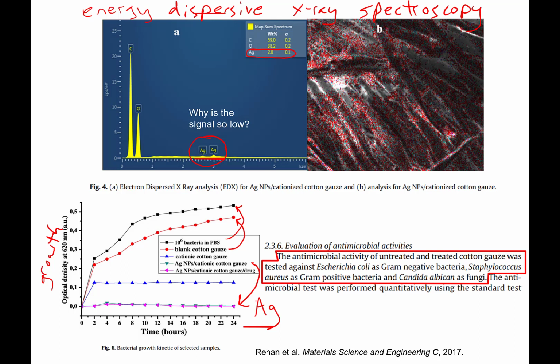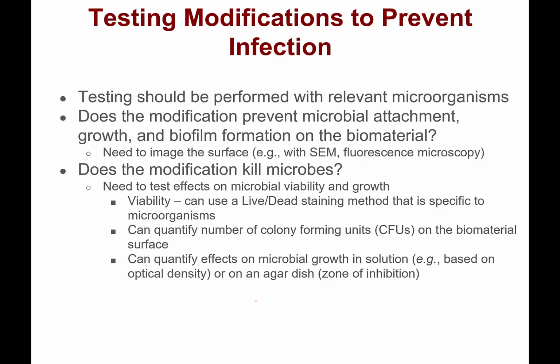microbes that cause infections. On this final slide, I want to talk a bit about how we can go about performing tests of device modifications to determine whether or not they are effective at preventing infections. So first and foremost, any testing that we do should be performed with relevant microorganisms. So by that, I mean we should be doing our tests using the microorganisms that are common offenders when it comes to device-associated infections. So the previous examples that we talked about were pretty good in that regard.